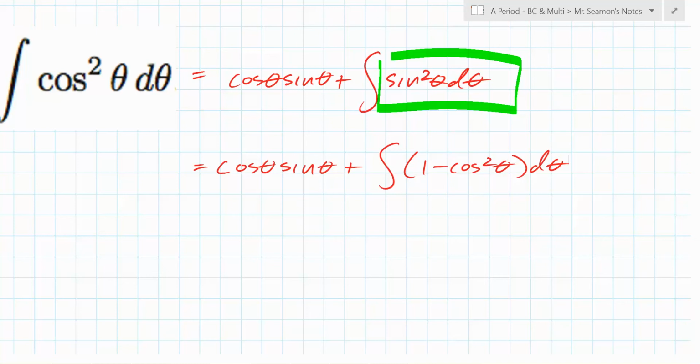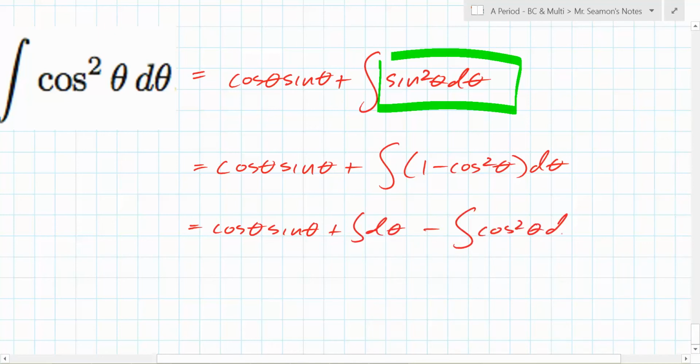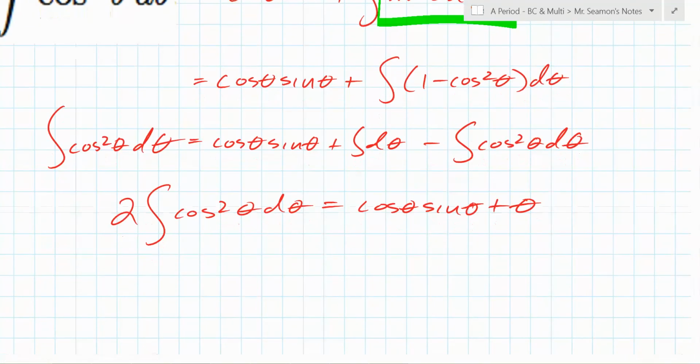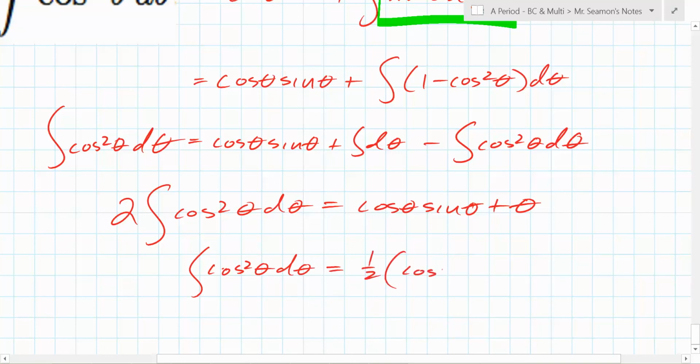So, what can you do with the subtraction? Yeah, you can separate it. Plus this minus the integral of this, right? But what do you have on the other side? The same thing. So what can you turn it into? 2 times the integral of cosine squared theta d theta is equal to cosine theta sine theta plus theta! So what do you divide both sides by? The integral of cosine squared theta d theta is equal to 1/2 of cosine theta sine theta plus c.